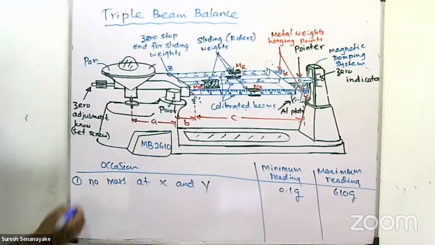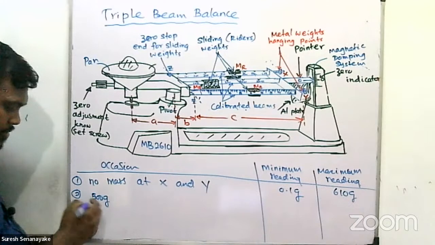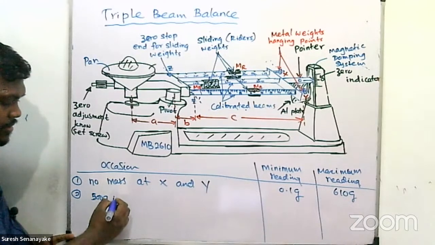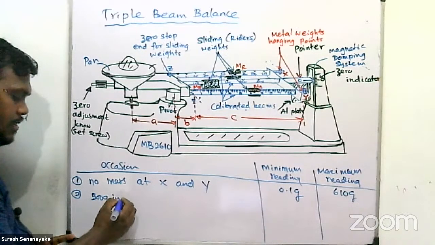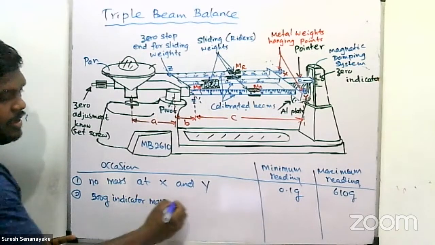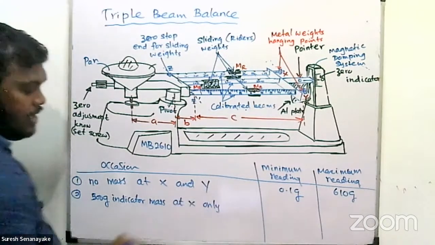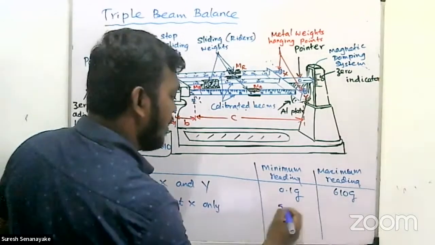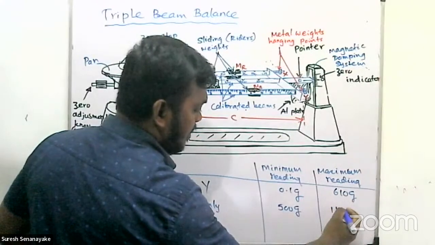And then my second one, that's the 500 gram indicator mass at X only. Without that, 500 is the minimum. Maximum is 500 plus this 610, 1110 gram.